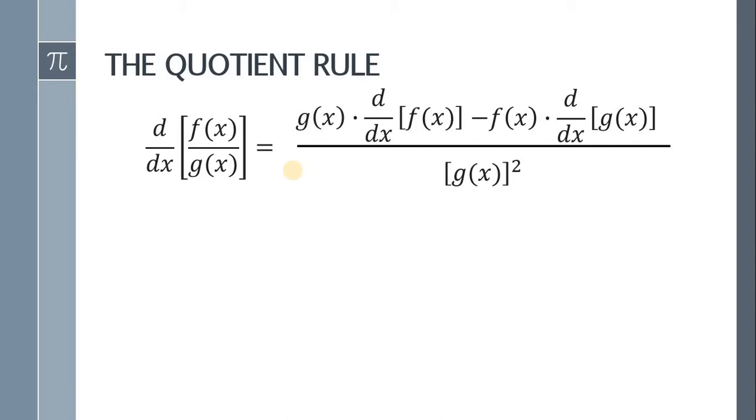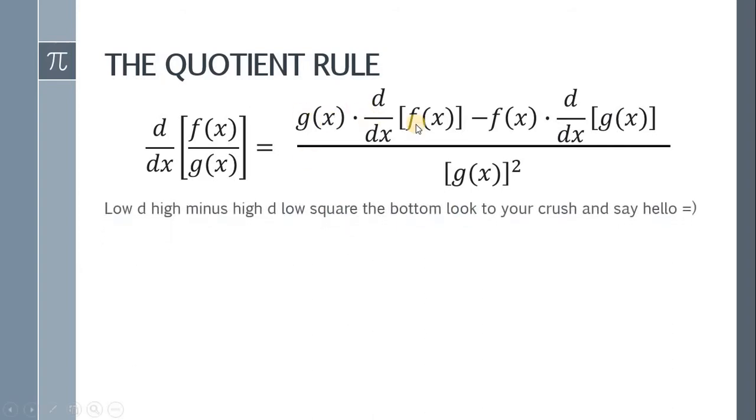Now, para matandaan natin yung quotient rule, ganito yung gagawin natin. Low d high minus high d low, square the bottom, look to your crush, and say hello. So, ulitin natin. Low d high minus high d low, square the bottom, look to your crush, and say hello.